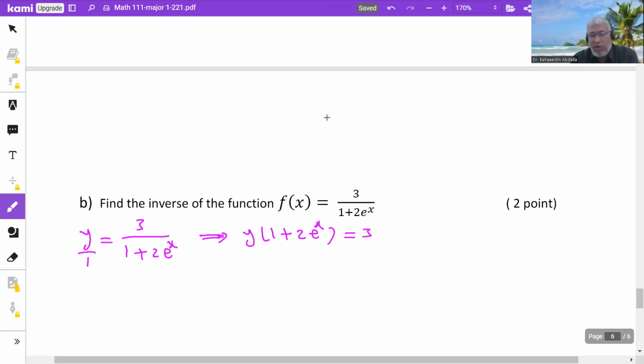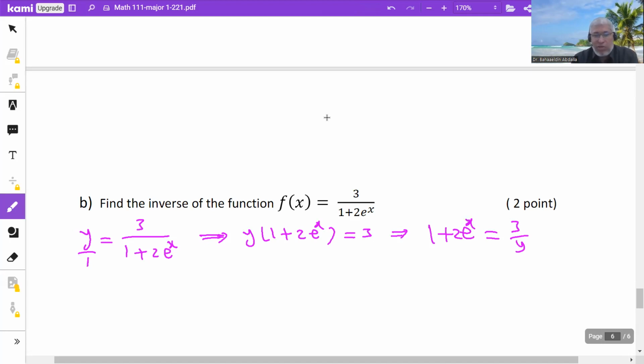Now I need to solve it for x, so I don't need this y. So take it to the other side. How? You divide, because y is multiplied. So divide by y. So I will have 1 plus 2e^x equals 3 over y.